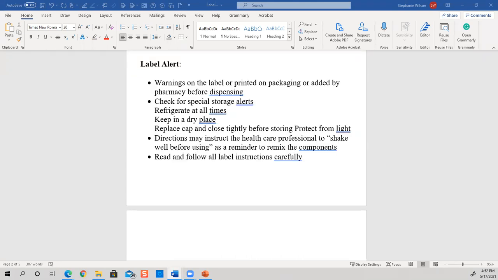Label alerts. These are warnings on the label, printed on the packaging, or added by the pharmacy before dispensing. So we're going to look for those warnings. Check for special storage alerts. Some may say keep in the dark, some may say refrigerate, some may say room temperature. Just make sure and read those directions. Directions may instruct the healthcare professional to shake well before using as a reminder to remix the components. So it is very important to read all the instructions before you administer a drug.